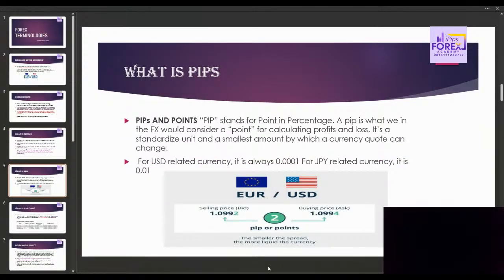Yeah. So the next thing we are talking about is what is a pip. Can you see that right now? What is a pip? PIP stands for percentage in point, and these are what we call points. And what do we use these pips for? It is used to calculate your profit or loss. It is a standard unit and the smallest amount by which a currency quote can change. What does that mean? Remember currency quotes, base and quote, all right? Don't forget anything I mentioned, please. Pay attention. Pips are how we calculate your profit or loss.